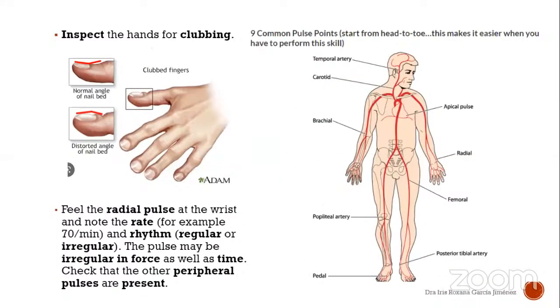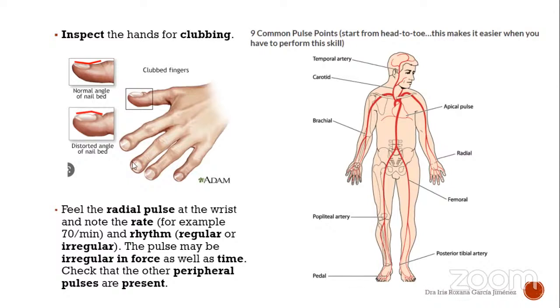Talking about the heart examination, we must remember the order of the maneuvers we use. At the beginning, the inspection. We inspect the hands looking for clubbing. Clubbing is this shape of the nails, this shape of the fingers. In Spanish, we say dedos en palillo de tambor. In English, it is clubbing. Clubbing is one of the most common signs we can find.